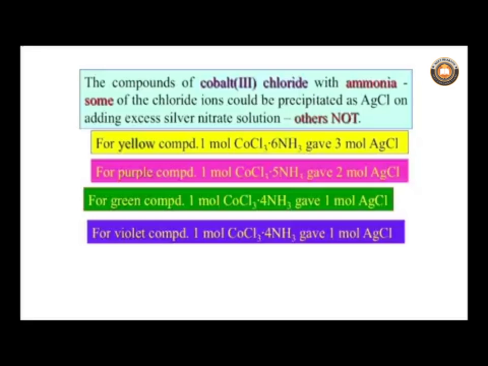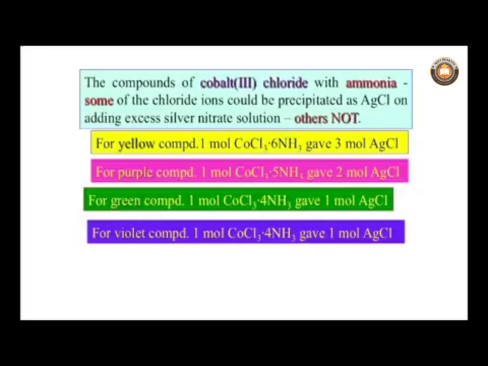We will see that some of the chlorides can be precipitated out as silver chloride, others are not. What comes out as silver chloride are the typical anionic chlorides which are present as the salt in cobalt chloride. Those can be taken out by reaction with silver nitrate as silver chloride, but other chlorides which are bound to the cobalt center cannot be taken out.